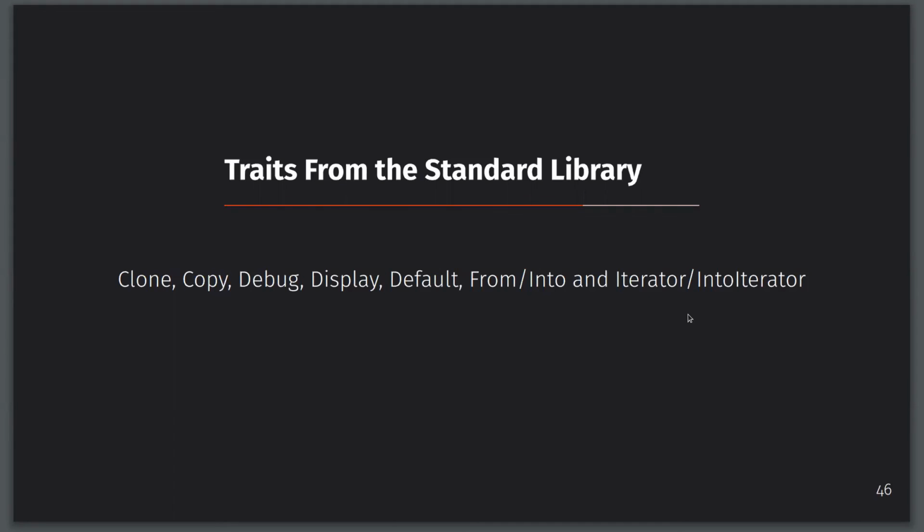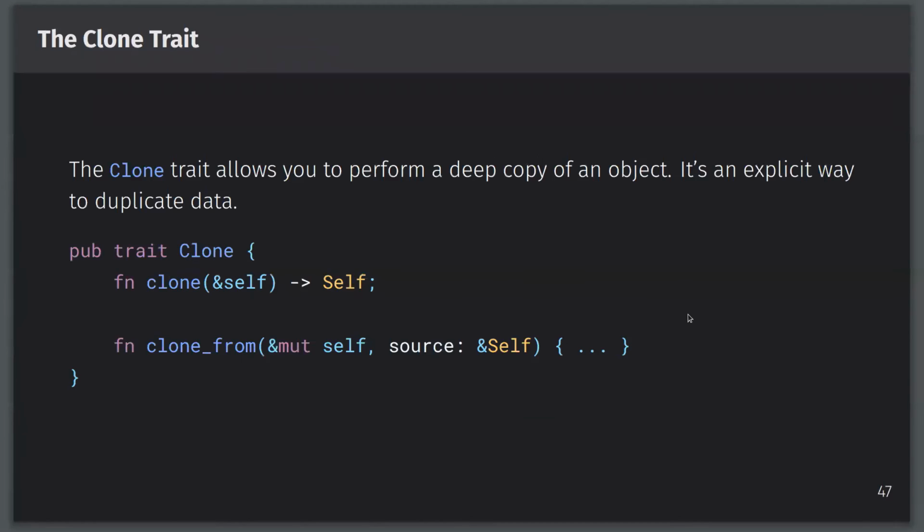And so, traits from the standard library. I'm going to go over a few traits, tell you what they do and give you an example. I'm going to do this very quickly because the Rust documentation is very good and you can look it up yourself. So clone. Clone is a trait that allows you to perform a deep copy of an object. For example, you can clone a string because string has data allocated onto the heap. And if you want to duplicate that data, then you need to explicitly call clone. You define a function called clone, and that's what you have to define. clone_from is already defined for you once you have clone.